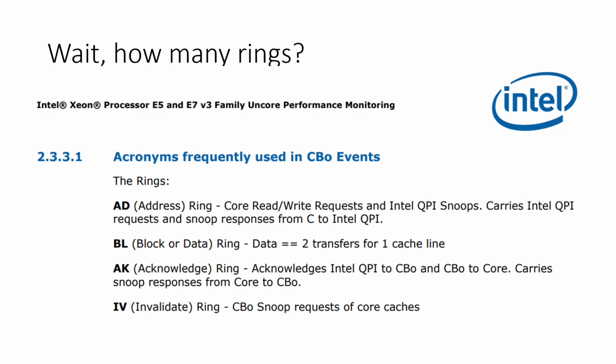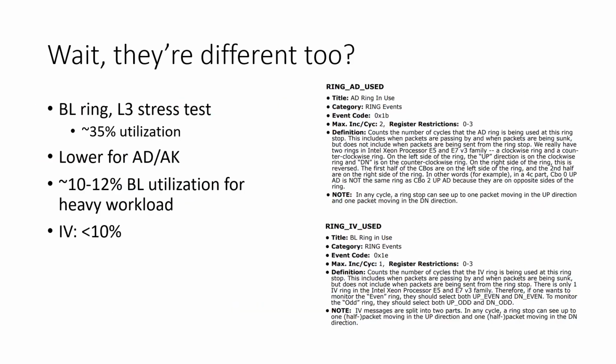Not all of these rings are created equal. Of those 4 rings, 3 of them are bidirectional. So the BL, AD, and AK rings are bidirectional, meaning that each of those actually consists of 2 rings, a clockwise ring and a counterclockwise ring. The IV ring, however, is unidirectional, and there is only 1 IV ring. Now, you might be thinking, why didn't they make that bidirectional as well?